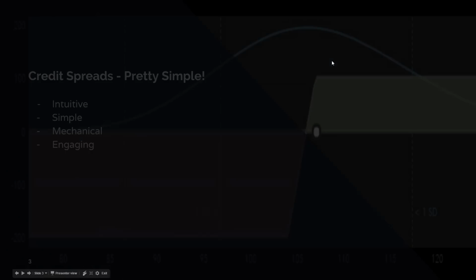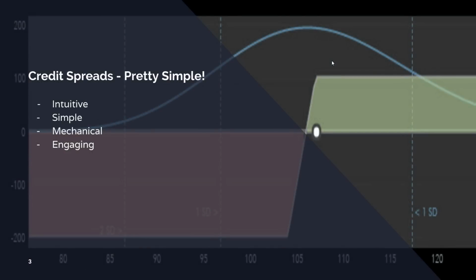So the purpose of tonight's video is to focus on credit spreads. A credit spread is what you can see in the backdrop here of the slide. While it doesn't look as simple as a stock, where you own something and it goes up or it goes down, this is a strategy that is very intuitive. It's simple, it's mechanical, and to me, it's very engaging. We'll break each one of those down.